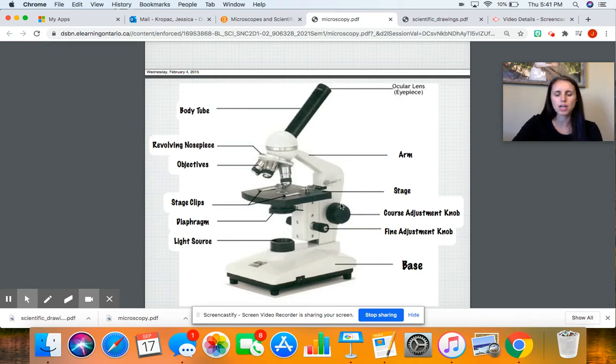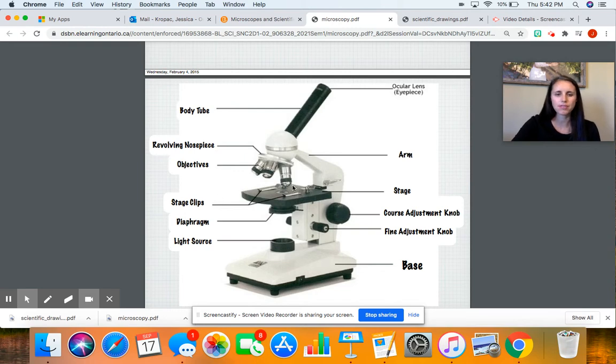The coarse adjustment knob is this big knob here. You're actually going to use this to move the stage up and down. So the stage will move closer or further away from the lens. This will help to clarify your image. The fine adjustment knob is right here. You're going to use it for just tiny minor tweaks after you get the coarse adjustment knob.